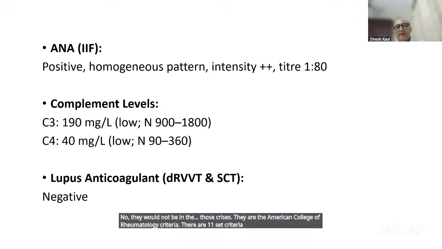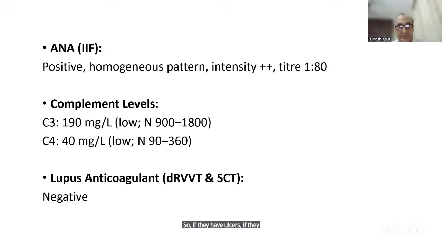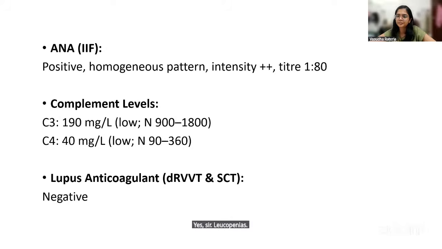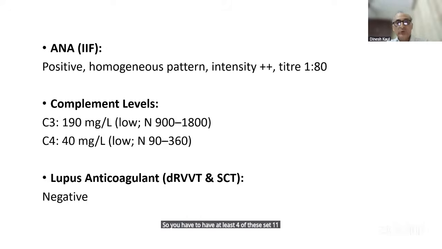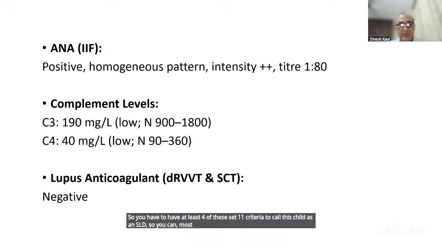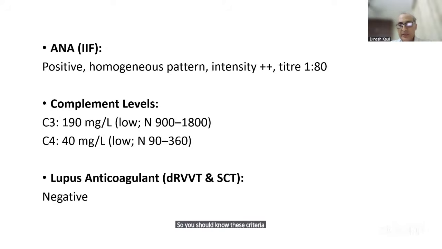If they have ulcers, ANA positivity, severe anemia, thrombocytopenia, leukopenia, you have to have at least 4 of these 11 criteria to call this child clinically SLE. Most textbooks will give you the American College of Rheumatology criteria for SLE. You should know these criteria so that you can decide what this child has.